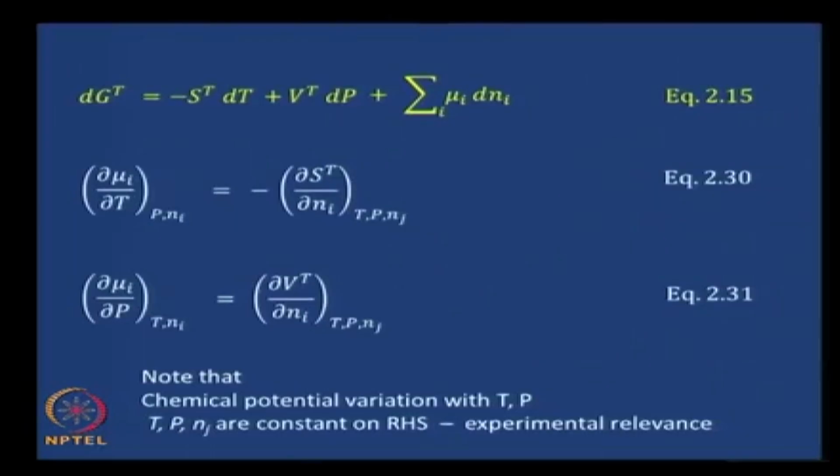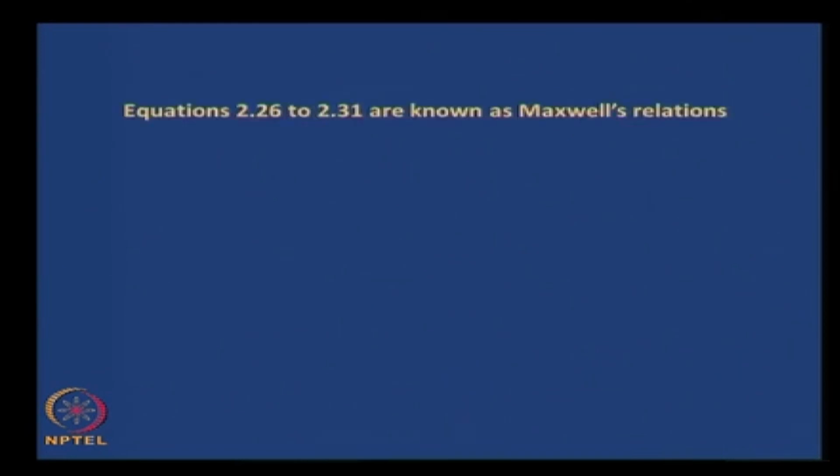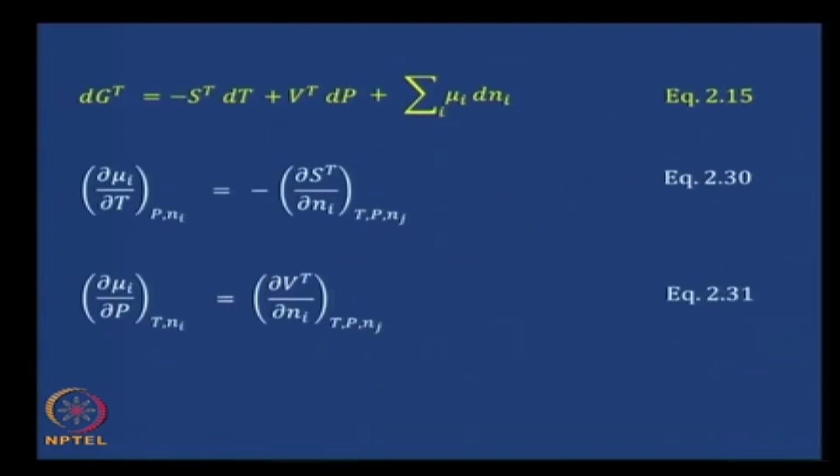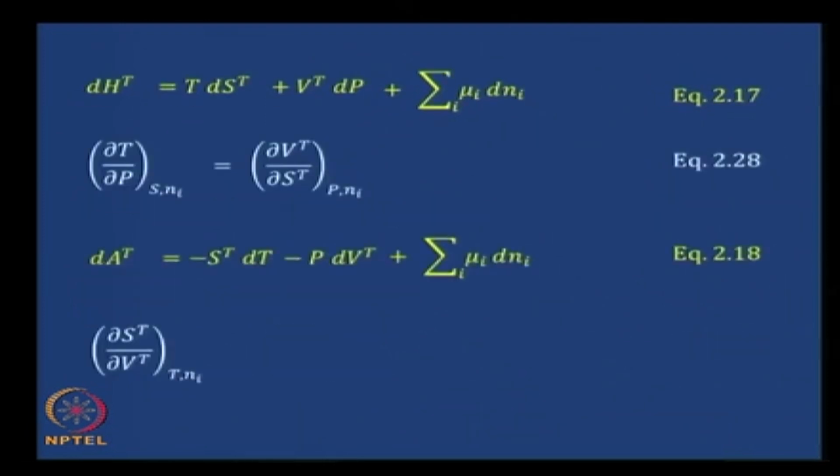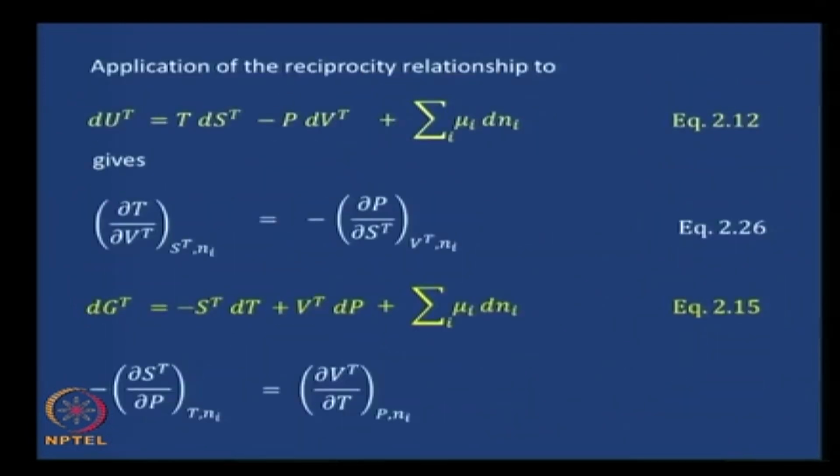These equations are valid for anything that you want to do. These relationships are there for anything that you want to do. We are going to do one aspect of the many different things that you can do with these relationships. The equations 226 to 231, let me go back and show you 226 just for a recall.